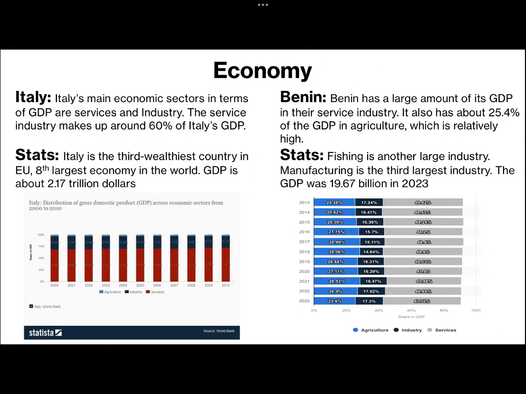Now moving on more into the economy of both countries. We'll start with Italy, which has the main economy sectors in terms of GDP of services and industry.